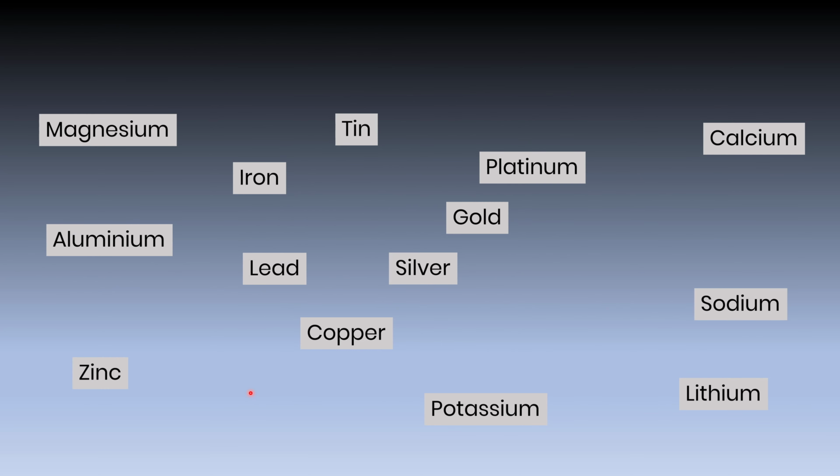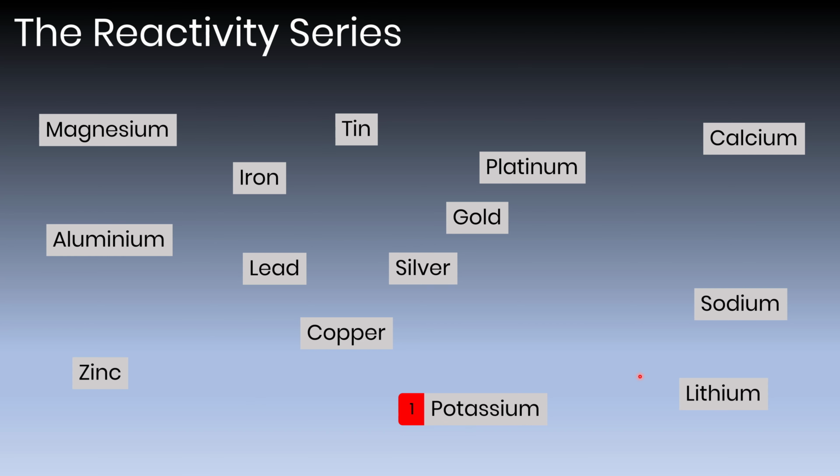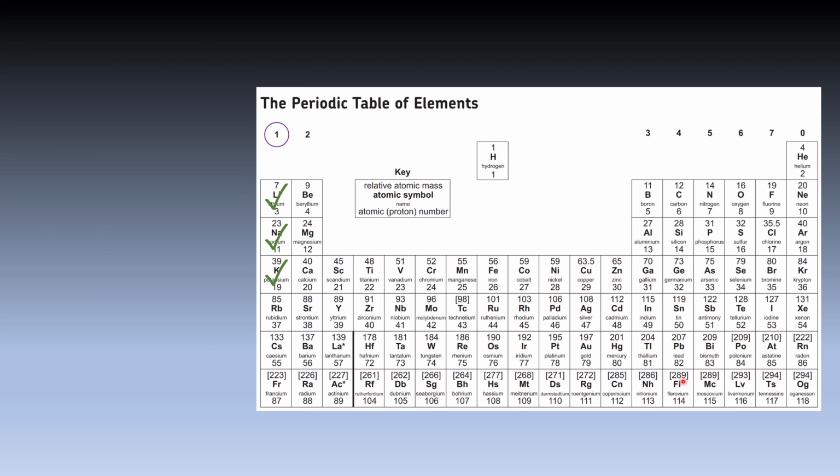So, if we come back to that collection of metals that we started with, we can say potassium is the most reactive, followed by sodium, and then lithium. Next, let's move on to calcium, Ca, which is found here on the periodic table.